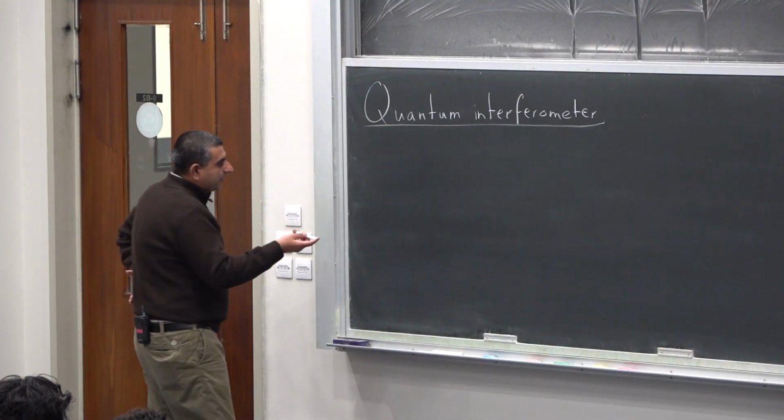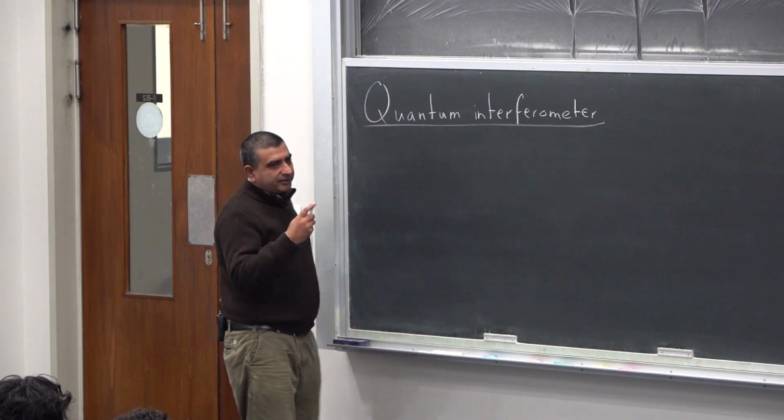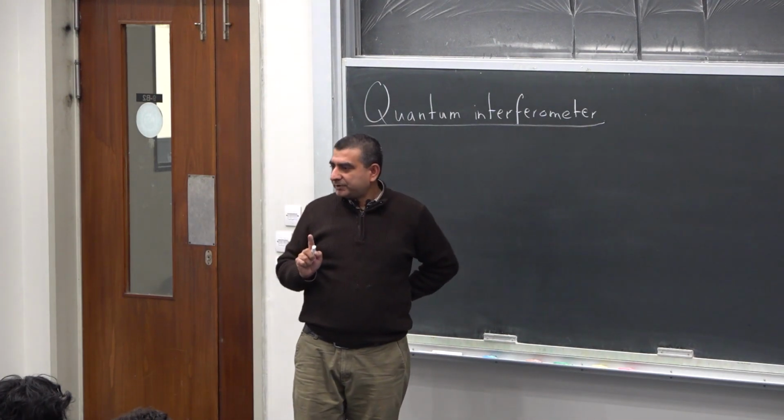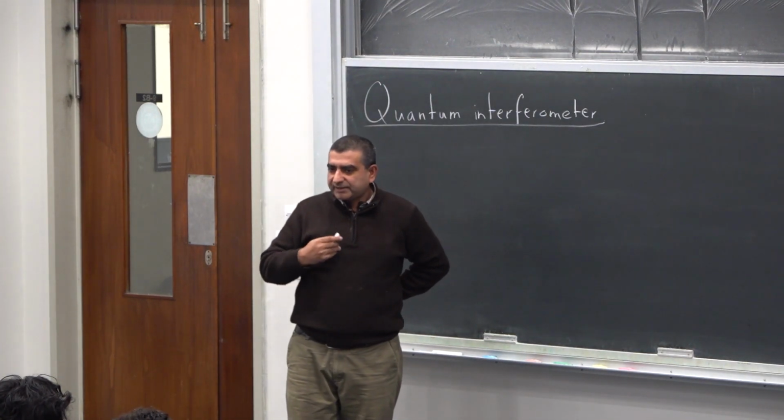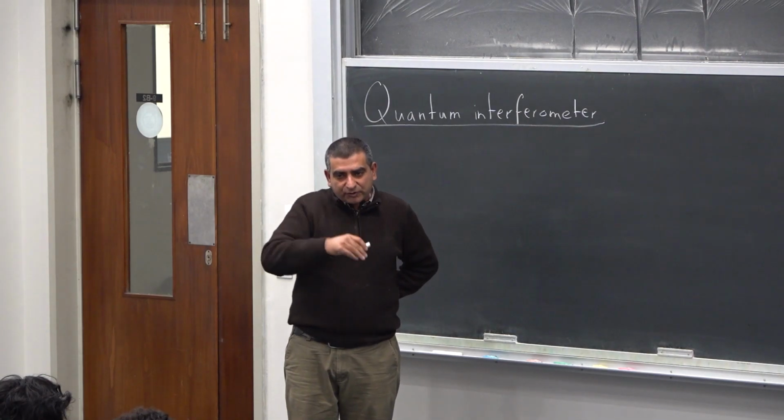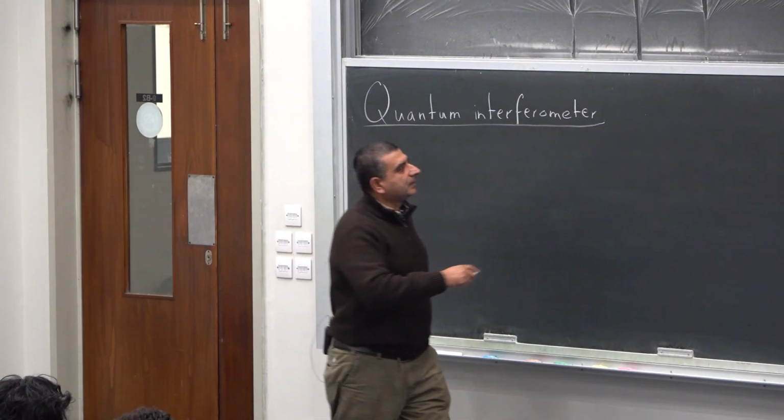So the quantum interferometer, as we all know, we're looking at 1 degree of freedom, which is the path of a photon. That's our degree of freedom that we are focusing on at the moment.